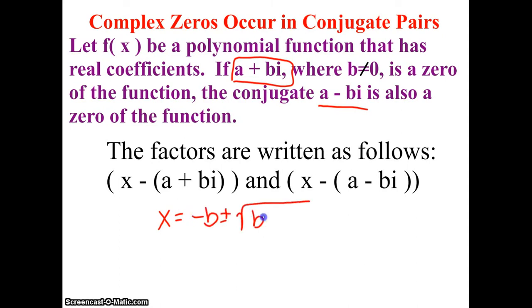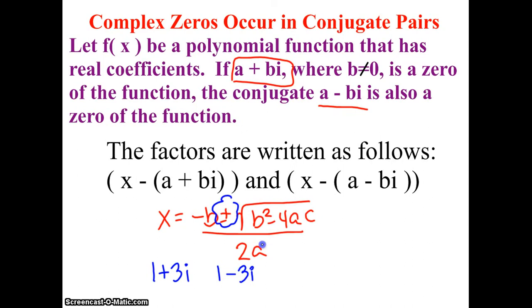negative b plus or minus square root of b squared minus 4ac all over 2a, well, the plus and the minus would make it the two solutions. So for example, if one of your answers was 1 plus 3i, then the plus and minus would tell you that the 1 minus 3i is also a solution. That's what that statement is saying.